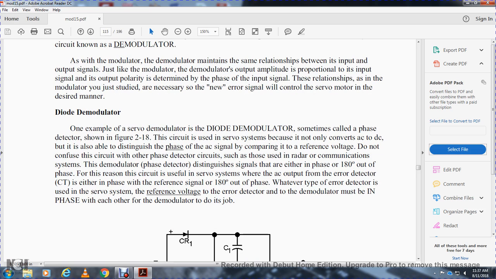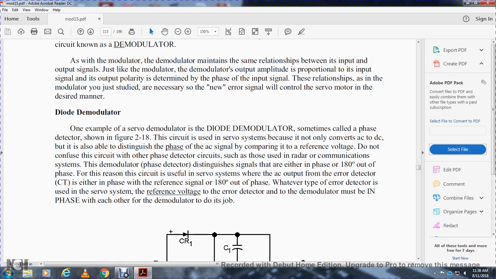Alright, the diode demodulator. One example of a servo demodulator is the diode demodulator, sometimes called the phase detector, shown in figure 2-18. The important feature of this circuit in the servo system is that it not only converts AC to DC, but is also able to distinguish the phase of the AC by comparing it with the reference voltage. Do not confuse this circuit with other phase detectors used in radar or communication systems. The demodulator phase detector distinguishes whether the signal is in phase or 180 degrees out of phase.